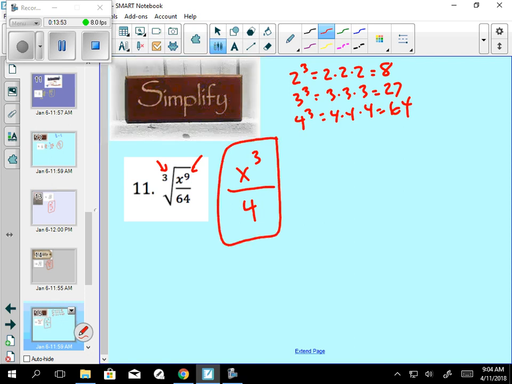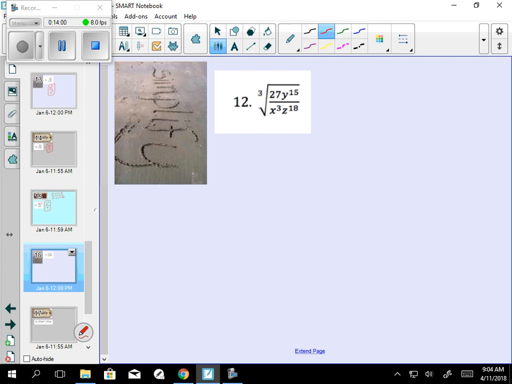So be careful with 64. If it's a square root, yeah, it's 8. If it's cubed root, it's actually 4. All right, why don't you pause the video, try number 12. Now notice it's a cubed root. All right, let's see what you got.